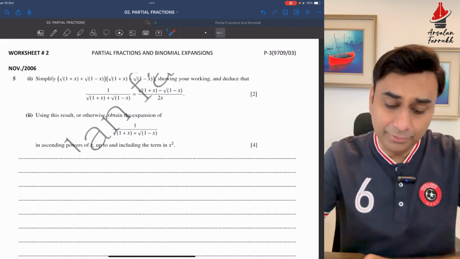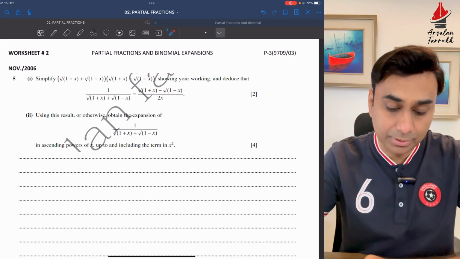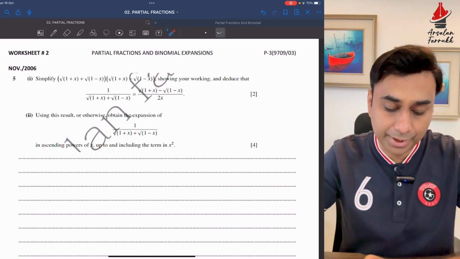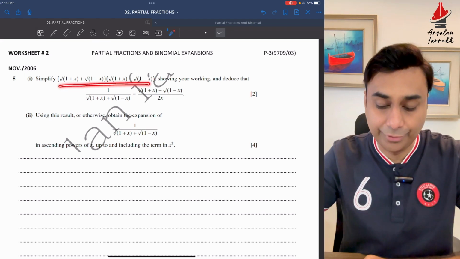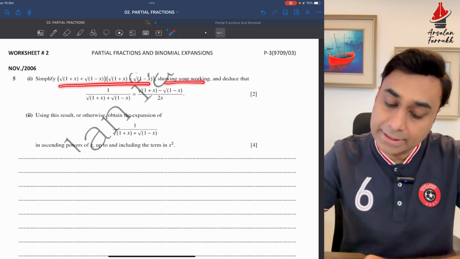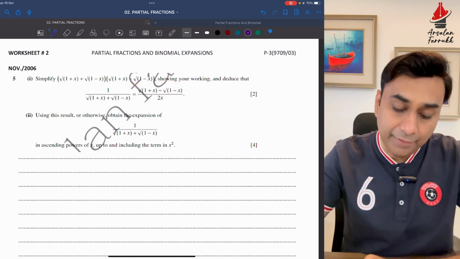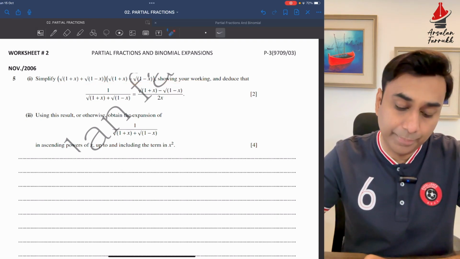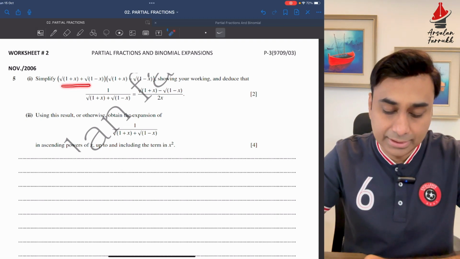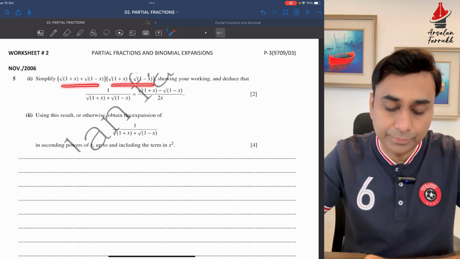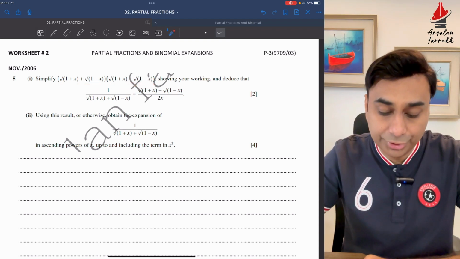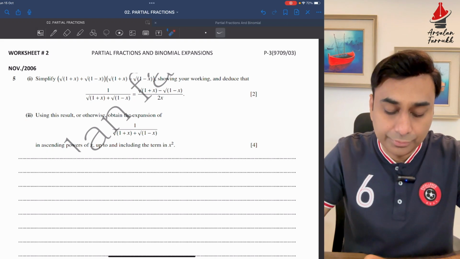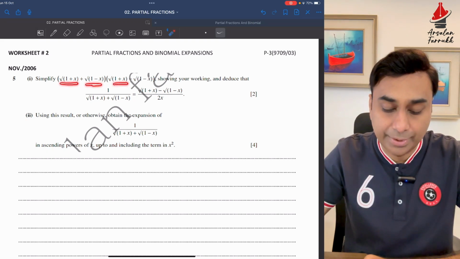Guys, let's have a look at another example from the past papers, where in the first part of the question it says simplify this, showing your working. Let's first focus on this part of the question. So if I have to simplify this, I can do it by the longer way. I can see that this is multiplying by this, so I have to multiply each term one by one. But I can also have a shorter way of doing it if I could recognize that this is same as this and this is also same as this.